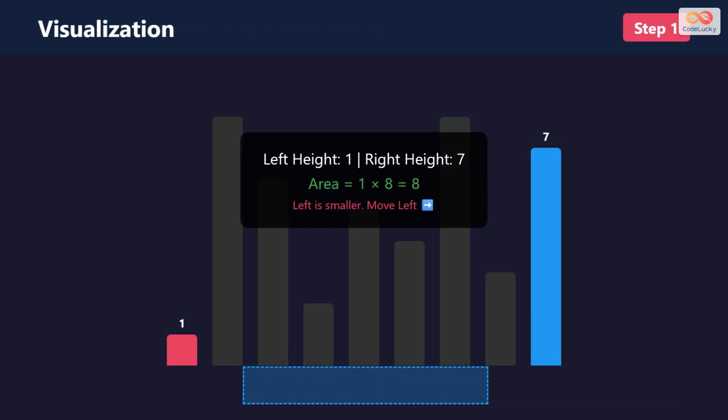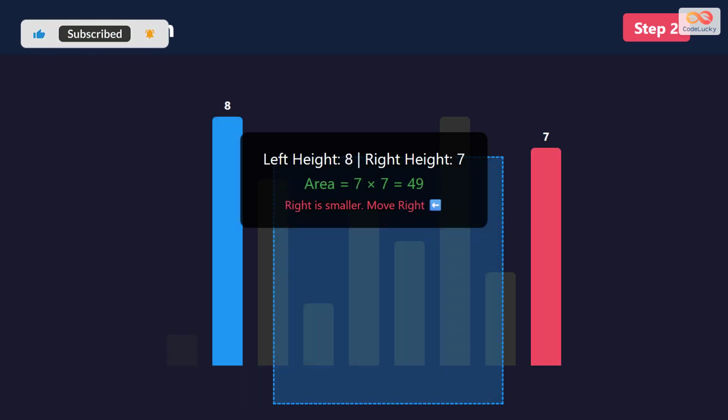Let's see this in action. Initially, our left line has height 1 and our right line has height 7. The area is width 8 times height 1, which equals 8. Since the left line is shorter, we move the left pointer forward, hoping to find a taller wall.